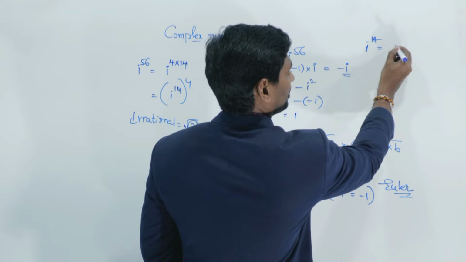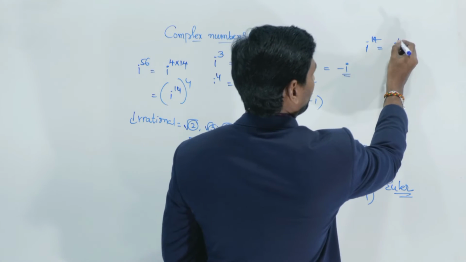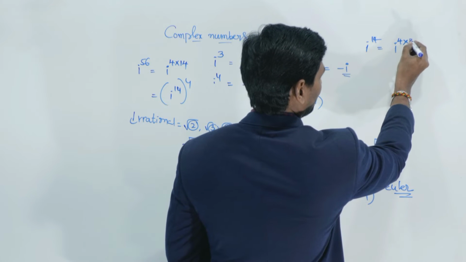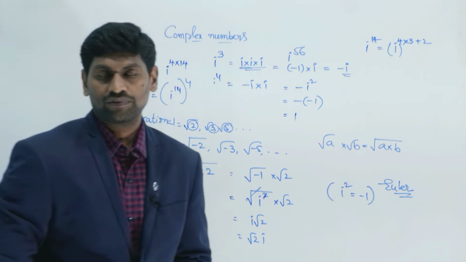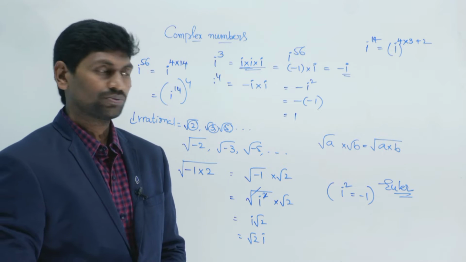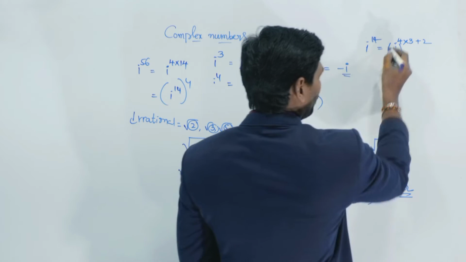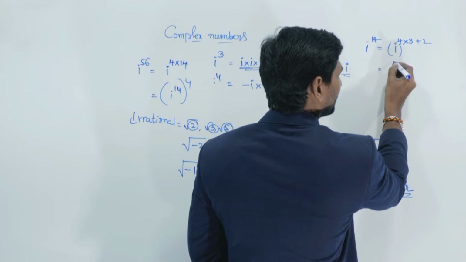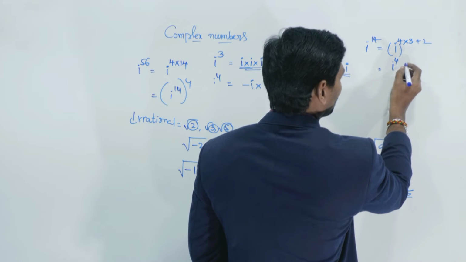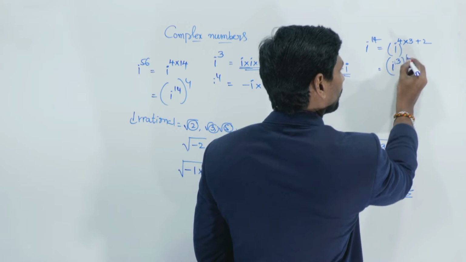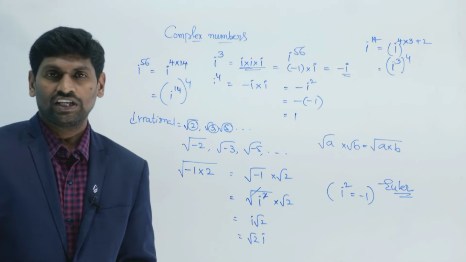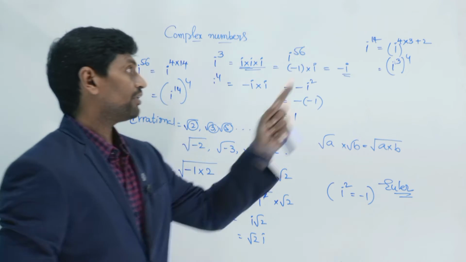i^14 is equal to i^(4×3+2). Am I right? 4 3s are 12, plus 2. So i^(4×3+2). Now i^(4×3) we can write as (i^4)^3, by the formula (a^m)^n = a^(m×n).